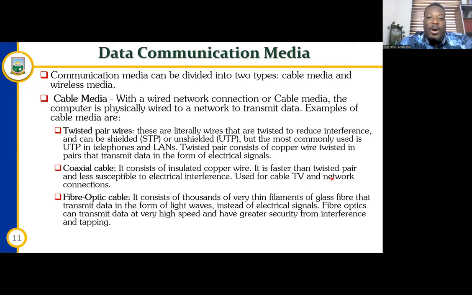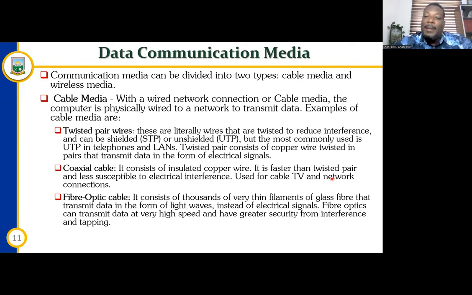The twisted pair consists of a copper wire, twisted in pairs, that transmits data in the form of electrical signal. So to be able to have access to it, you need some sort of electronic signal that passes through. That is how the cable works. The switch, which is powered, has electricity inside, and the transmission of the internet signals passes through the copper wire, which is twisted pair, to make it possible for your computer to have access to the internet. Don't forget, the computer only understands things in zeros and ones.